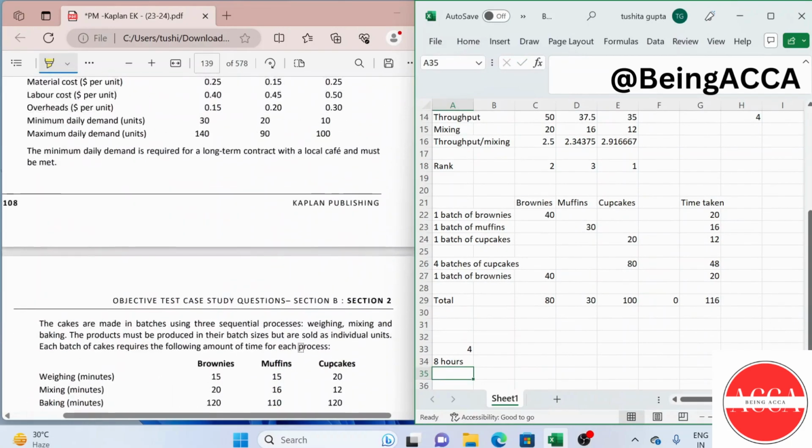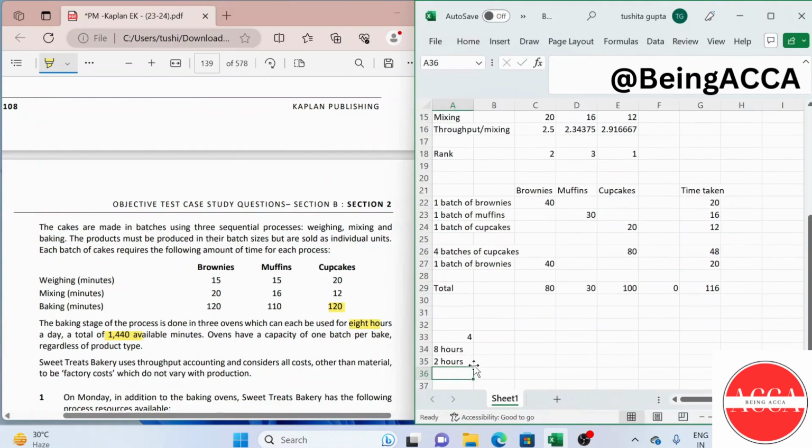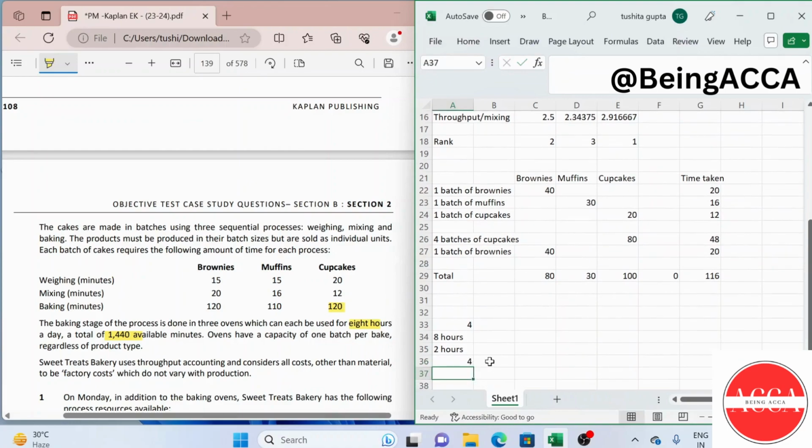And then let's see how much time cupcakes take in baking. Cupcakes take 120 minutes. So I can say 120 minutes is 2 hours, which means if I rent this oven, I will be able to produce 4 batches of cupcakes.